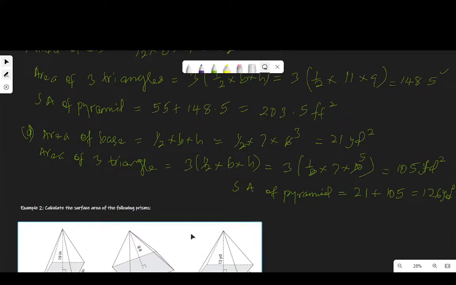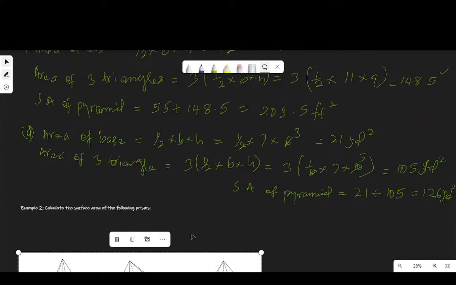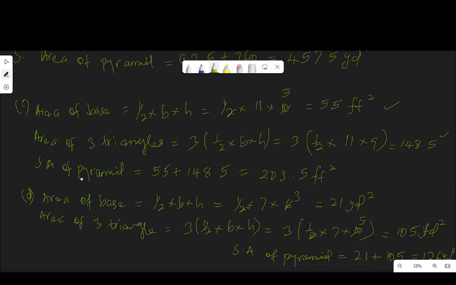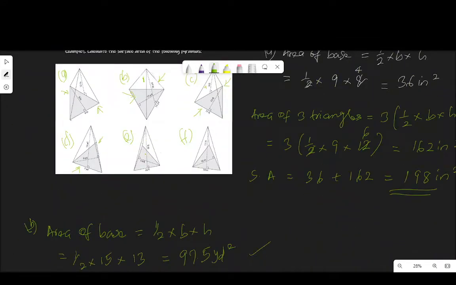Let me adjust this one down so I have space to work with. For E, we have the triangle, where the base is also a triangle, and it's an equilateral triangle. So the base of the triangle is 16 feet, while the height is 14 feet.